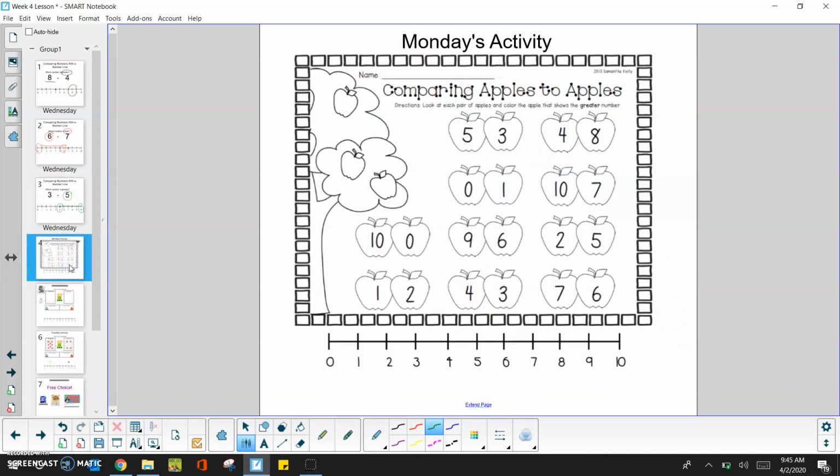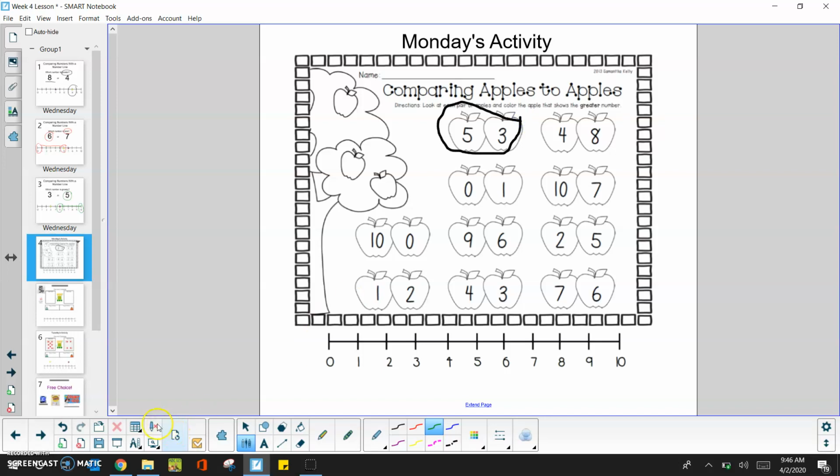All right, so for Monday, I've included a fun comparing apples to apples activity. I'd love for you to work on a number line, so make a number line on a piece of paper, and then compare the two sets of apples. So if you have 5 and 3, put a penny or a piece of pasta on the two numbers and figure out which one is greater.